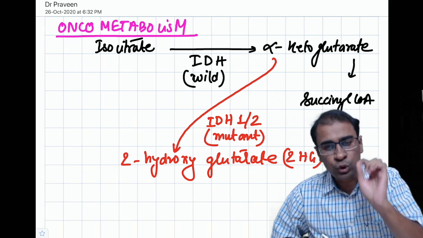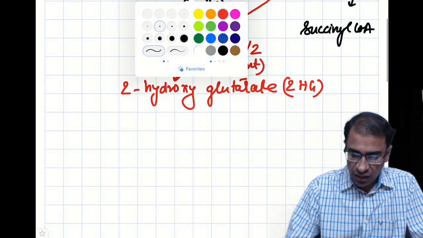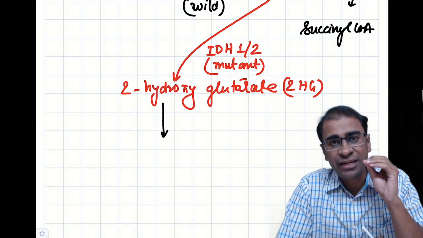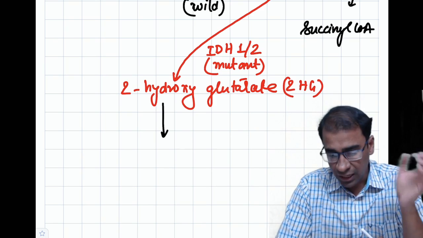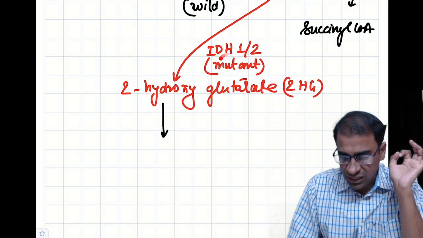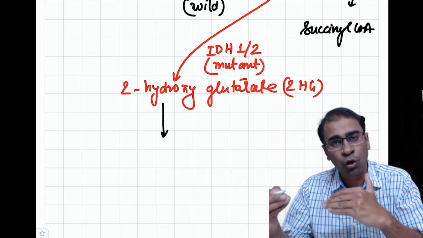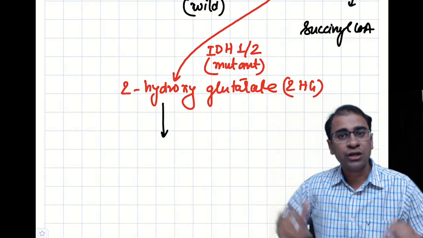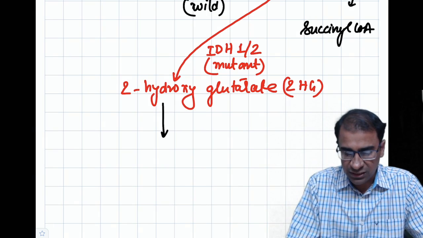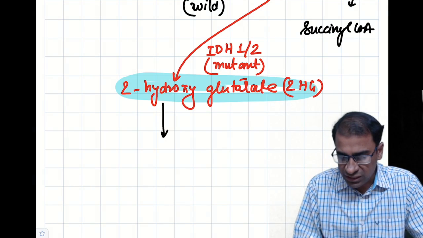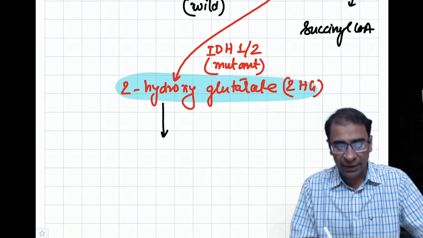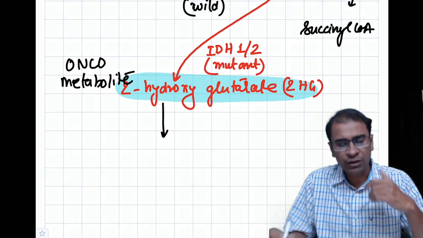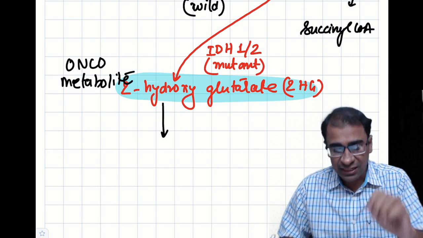See what happens, this 2-HG starts inhibiting a variety of substrates because the IDH mutation now acquires a new function, because of which a new product is being formed called 2-hydroxyglutarate. Remember, this is very, very important. This 2-hydroxyglutarate is called an oncometabolite. If you ask me why it is called an oncometabolite, the answer is that it leads to inhibition of a product called TET2.